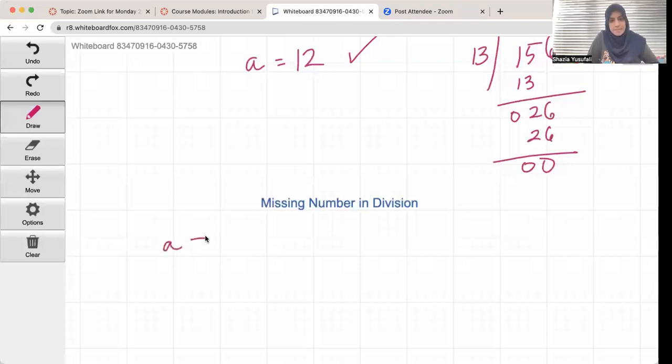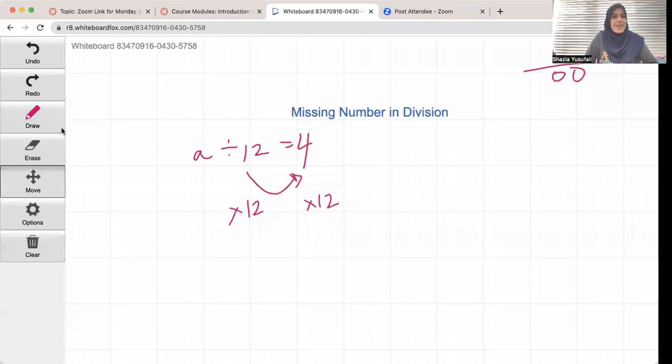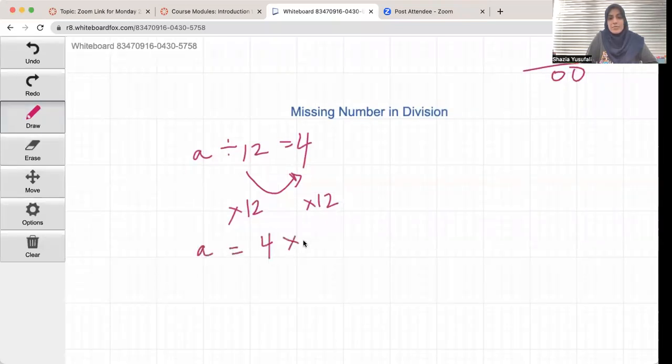A divided by 12 equals 4. Now keep in mind the A, or the variable, is at the beginning. I think we can solve this. It's pretty easy. We do the opposite, right? We say 12 times 12 equals 1, and 12 times 4. Therefore, A equals 4 times 12.